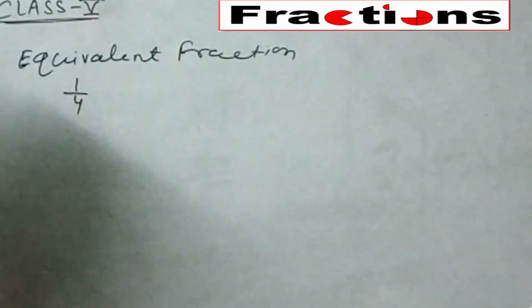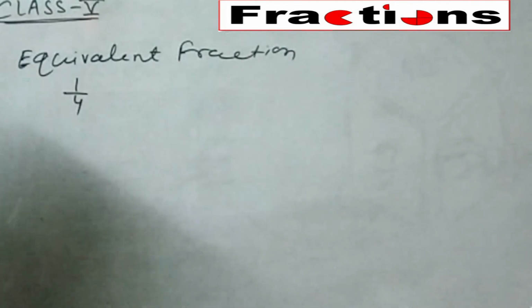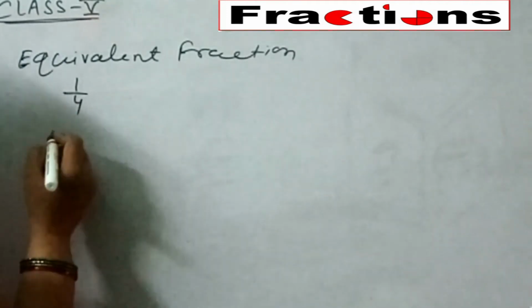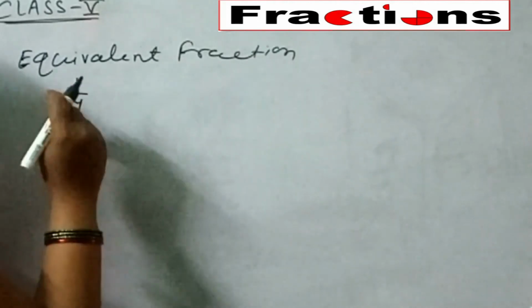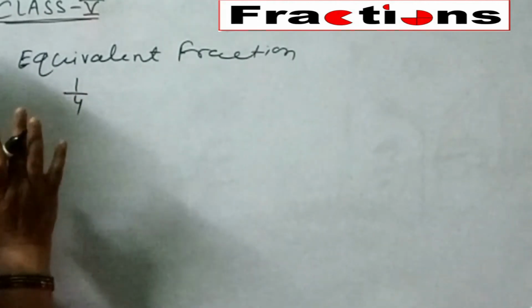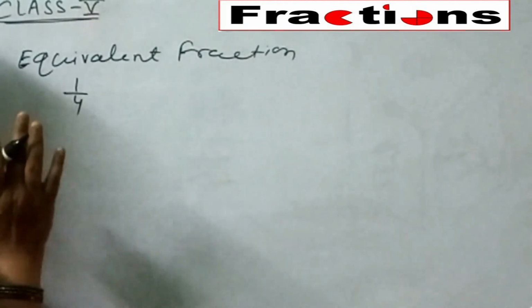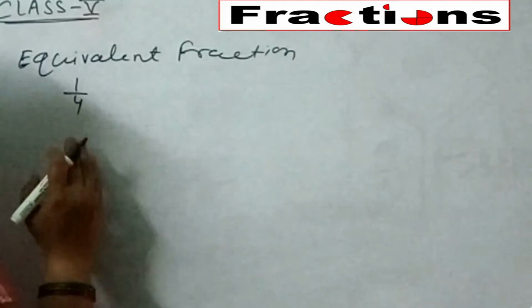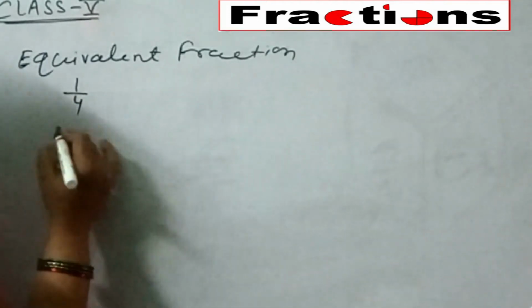1 by 4. I told you to write 5 equivalent fractions of 1 by 4. So what you have to do? You have to multiply it with the next number, not with 1, because if you multiply with 1, the same fraction will remain. So we will start with 2.